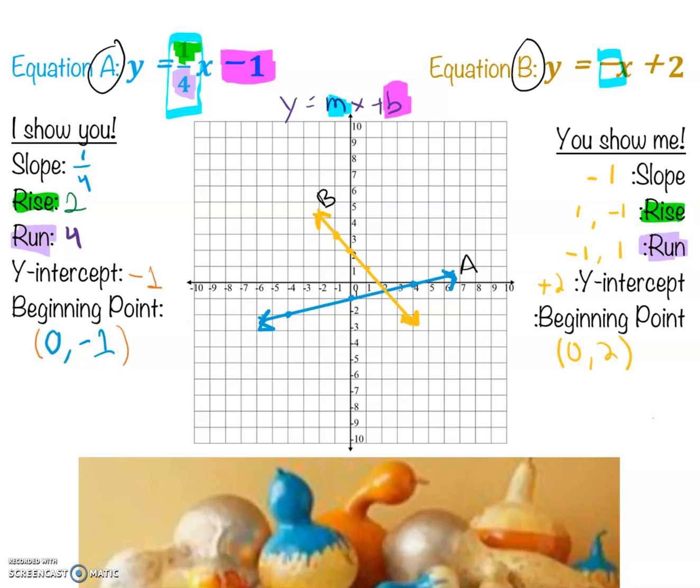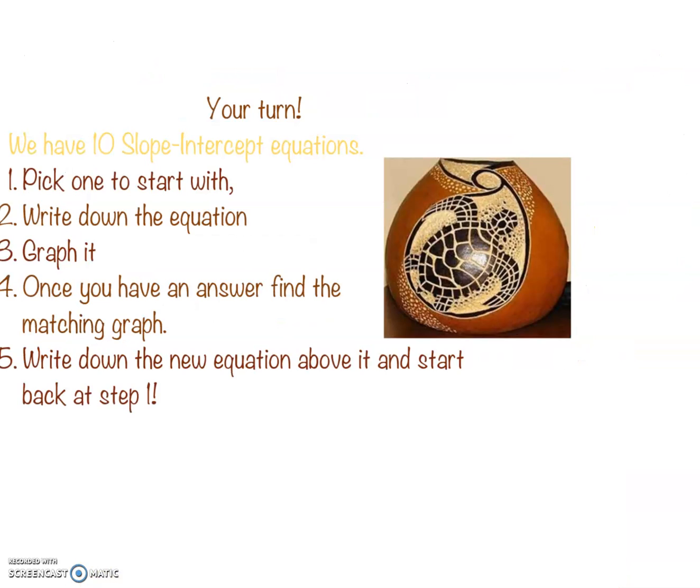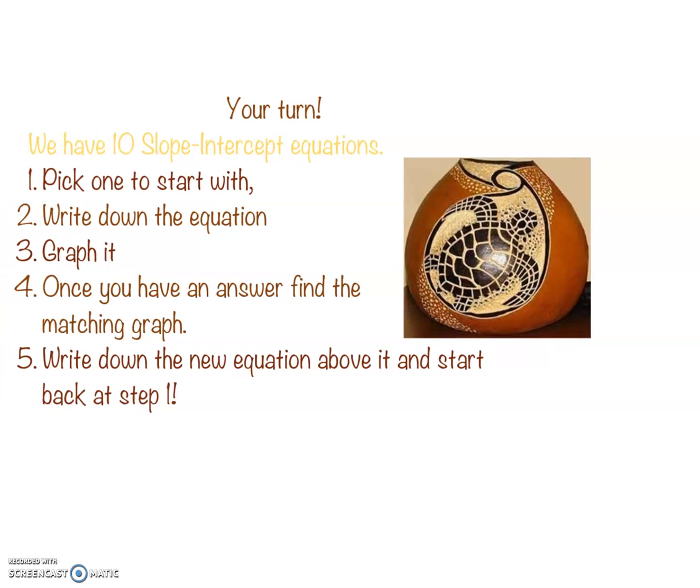So let's move forward into today's activity. Alrighty, so here's what we're going to do today. We have 10 slope-intercept equations. There are also 10 graphs. What you need to do is graph an equation, find the matching graph, and then graph that next equation that's with the new graph. Okay? So start with whichever one you want. Write down that equation. Really try and get that graphed out. Once you have an answer, you're going to go back, find the matching graph in those 10 graphs, write down the new equation that's right above that matching graph, and you're going to start all the way back over at step 1. Okay?